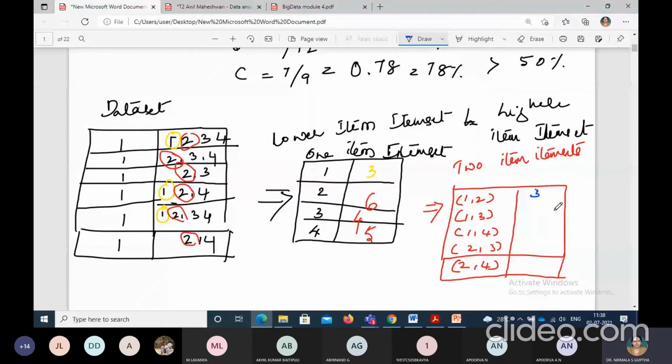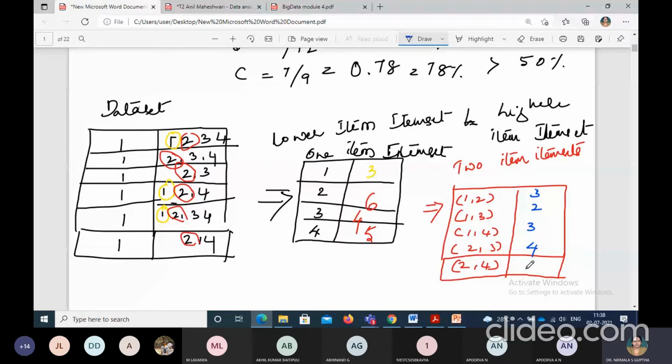So 1, 2 is coming 3 times. 1, 3 is coming 2 times. 2 times. Super. Correct answer. 1, 4. 1, 2, 3. Correct. Yes, ma'am. 2, 3. 1, 2, 3, 4. 2, 3 is 4 times. So 2, 4. 1 time.